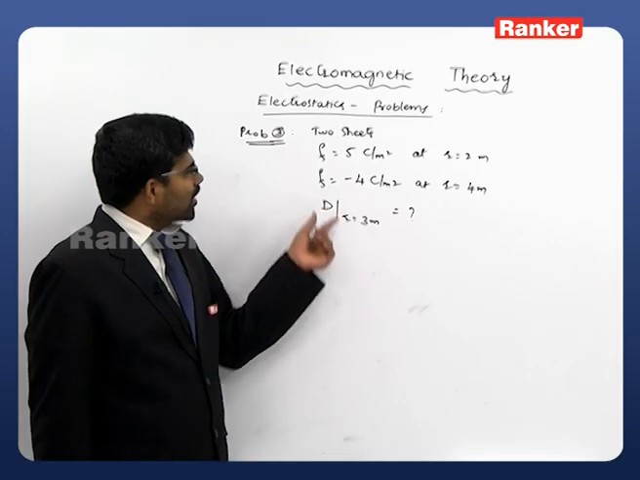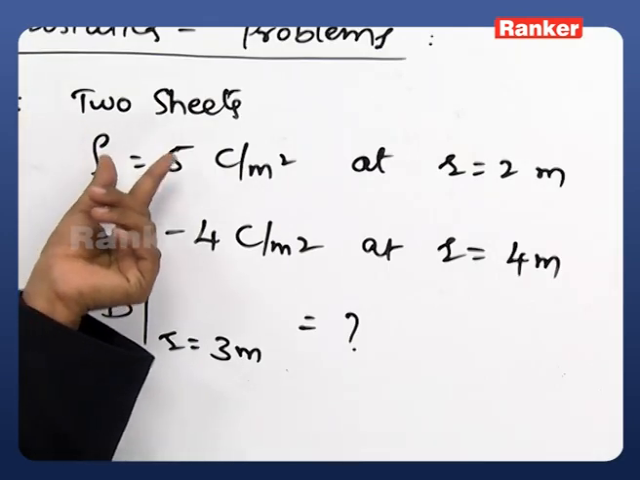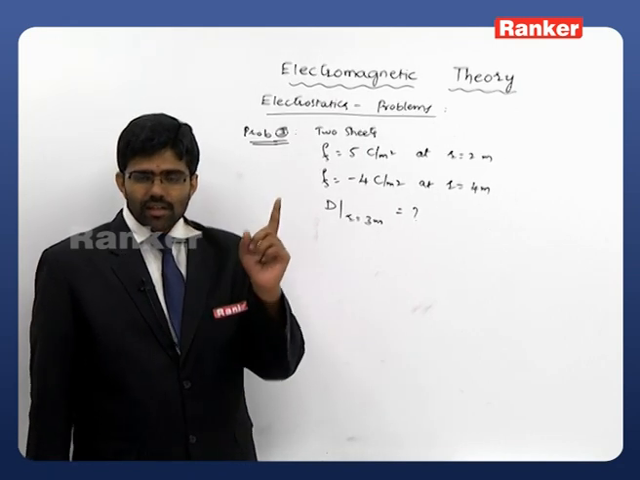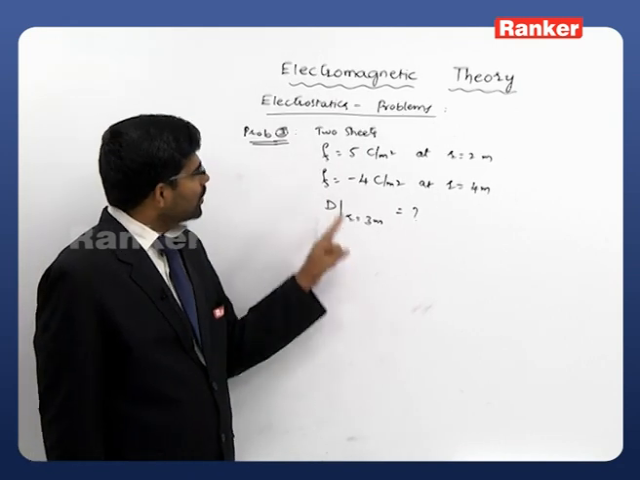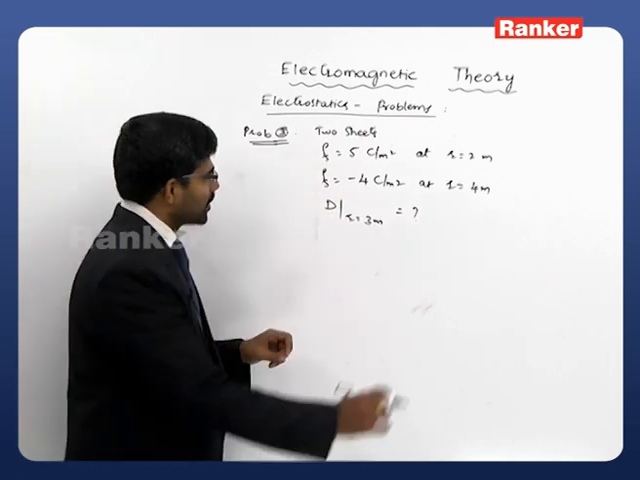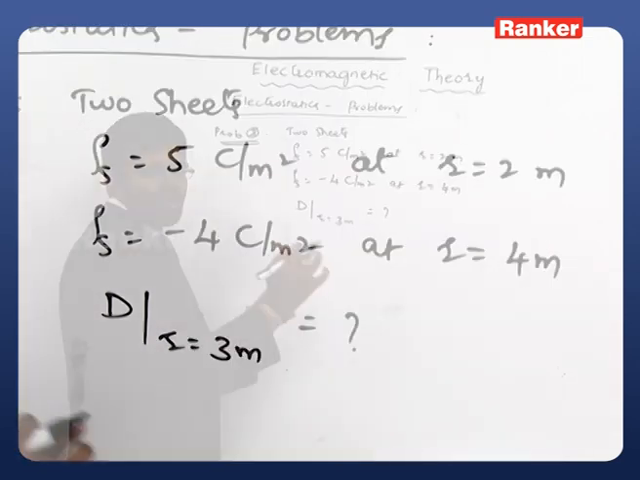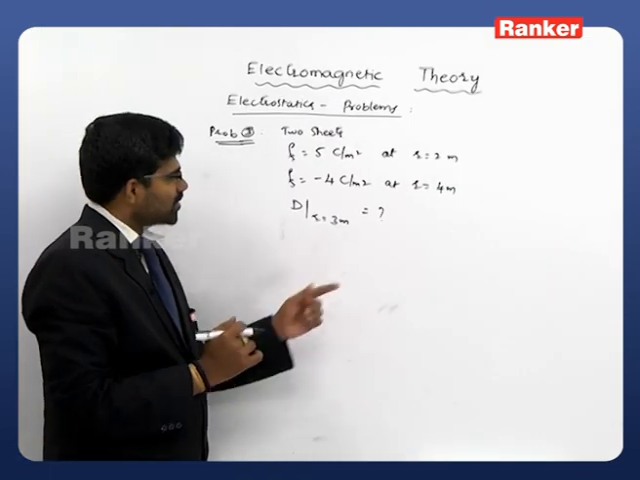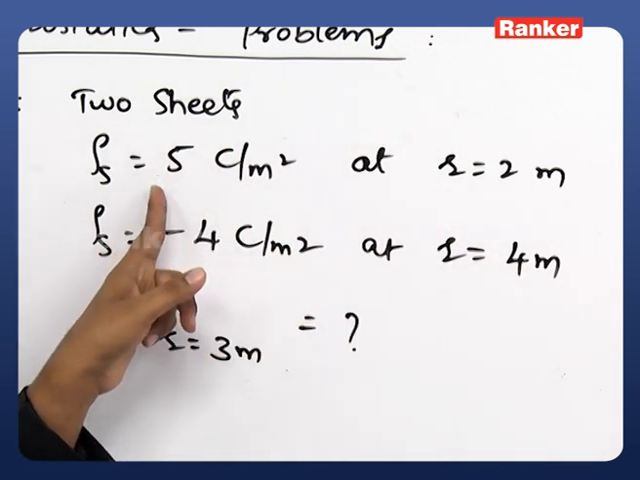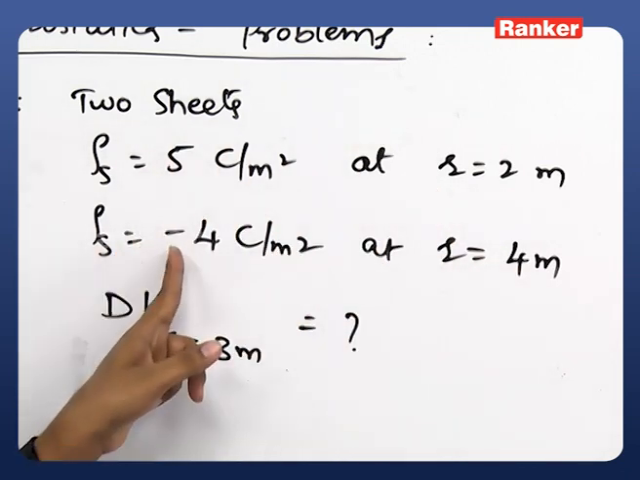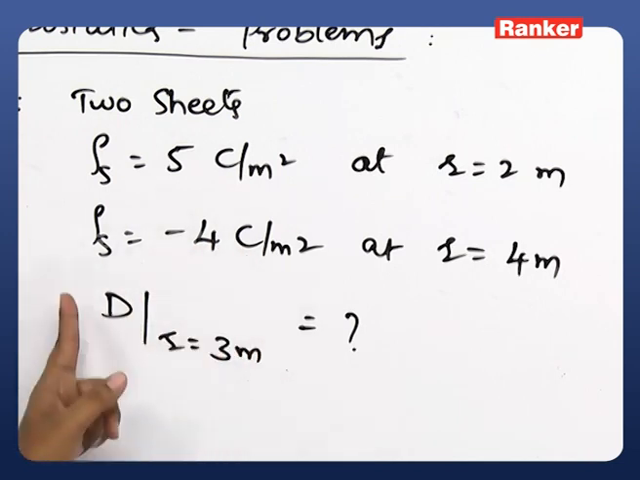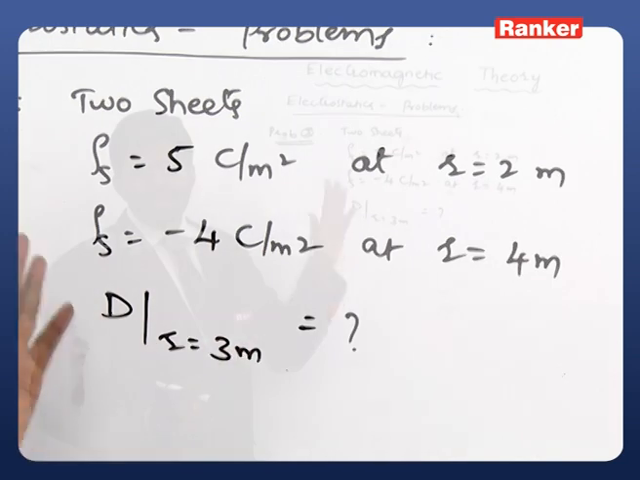Here, as per the data given in our problem, two cylindrical sheets are given to us. They are not plain sheets. So, two cylindrical sheets are given to us and those two are coaxial sheets. Those two coaxial sheets are placed at r is equals to 2 meter. So, radius is 2 meter. This radius is 4 meter and the charge density for this particular sheet is 5 coulomb per meter square and for this sheet is minus 4 coulomb per meter square. So, we require the electric flux density at r is equals to 3 meter.